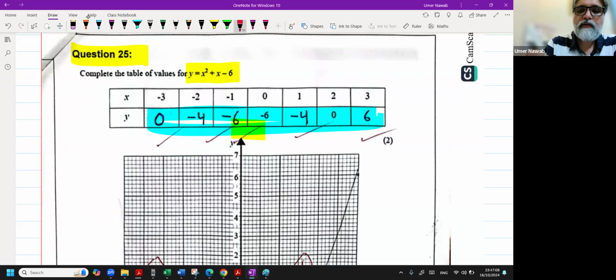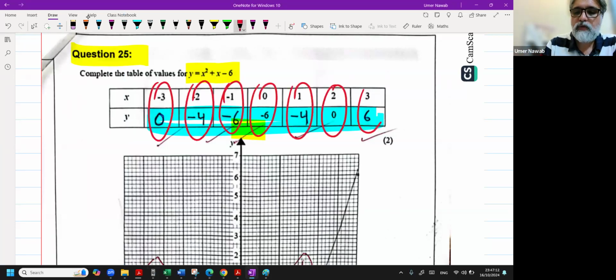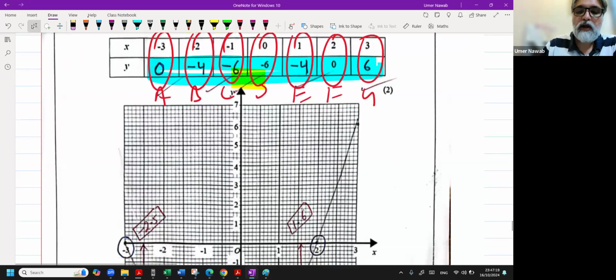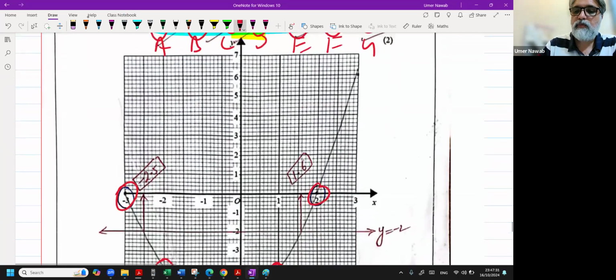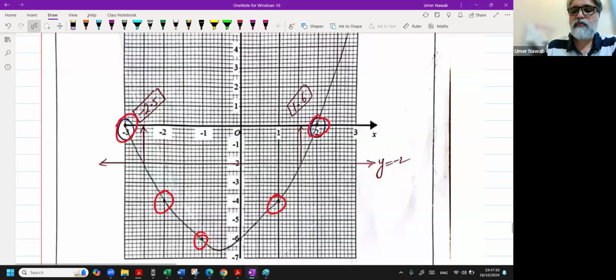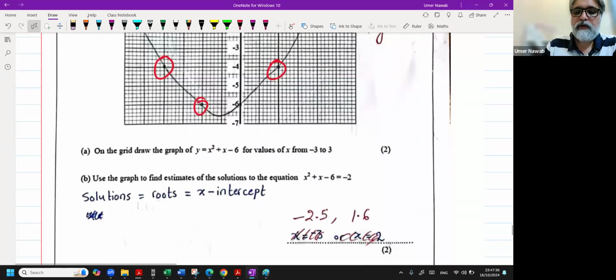Now I have seven points: A, B, C, D, E, F, and G. You have to plot all these points here. So this is the A point, this is the B point, this is the C point, and D point, E point, and you plot all the points and join them smoothly. You get the curve.